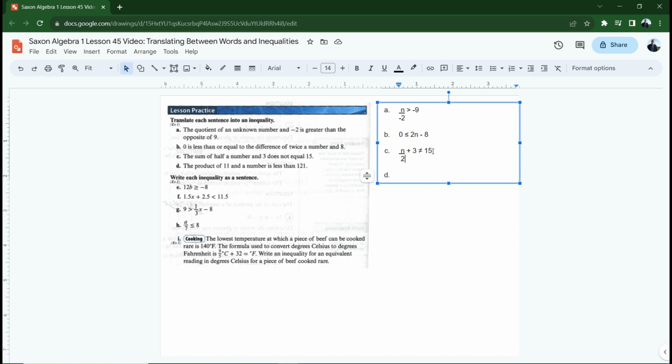And then the last one, the product of 11 and a number, 11 times n, is less than 121. Super straightforward. 11 times n is less than 121. All right, on to letter E.